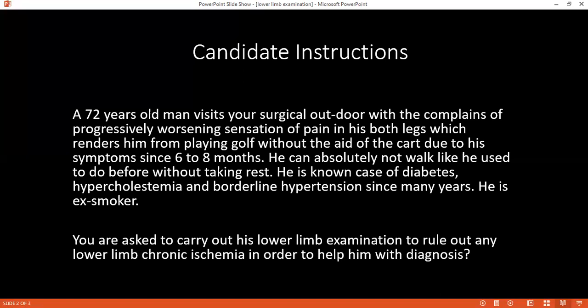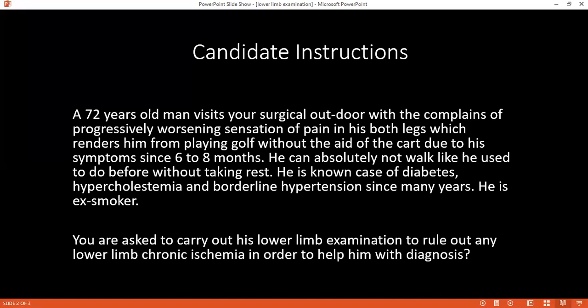Okay. Then, if time allows, how would you complete your examination? If time allows, I would check the BP and ankle brachial pressure index, and I will do a complete neurological examination of both lower limbs, and also a complete cardiovascular examination, and also a vascular examination for the upper limbs.